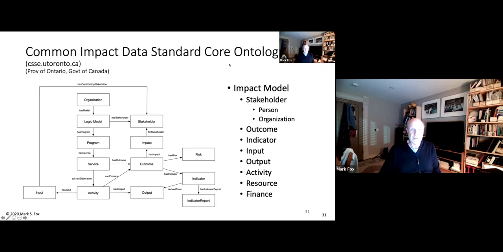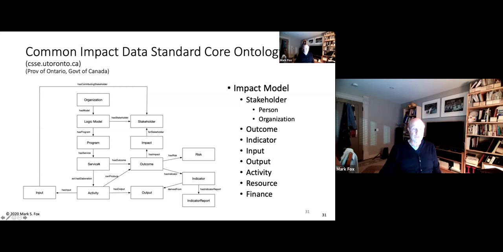The common impact data standard has a core ontology. And again, I'm just going to show you a knowledge graph of it. I'm not showing you the definitions of everything, but just to give you an idea of the different types of concepts and properties that exist. An organization has some type of impact measurement model, in this case, a logic model. That impact measurement model has stakeholders, that is, who is affected by the organization's services. So an organization's logic model has a program. That program has services, and that service is composed of multiple activities, which have inputs and outputs.